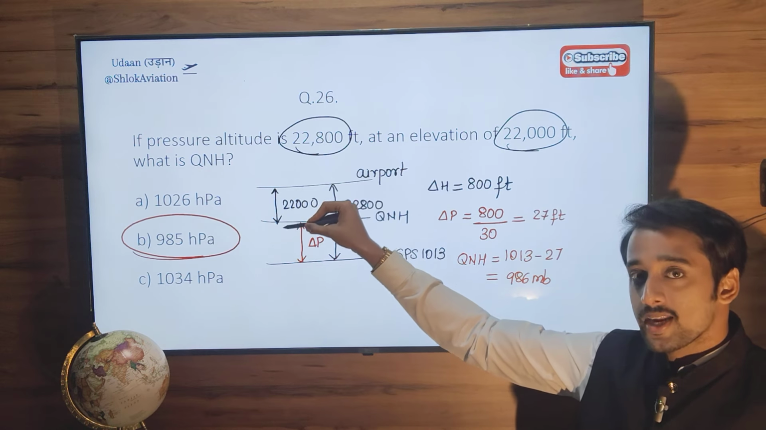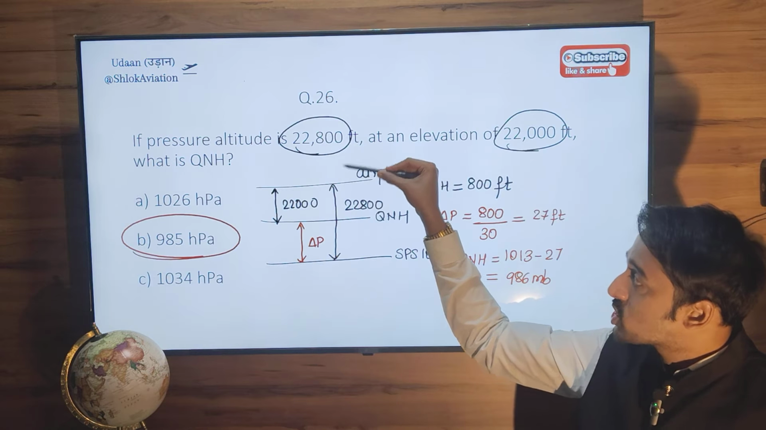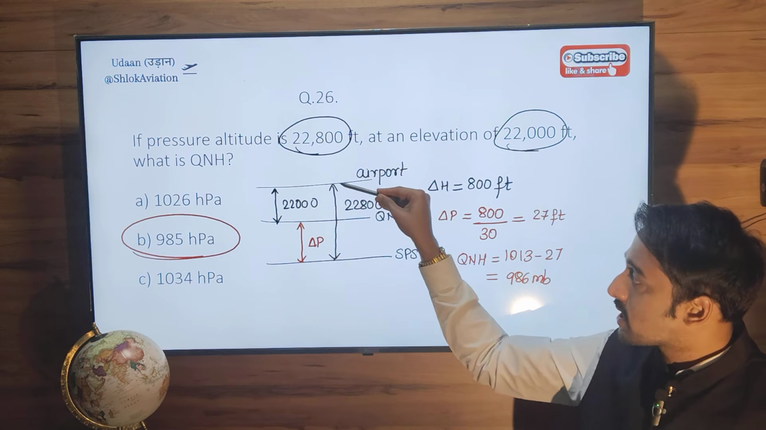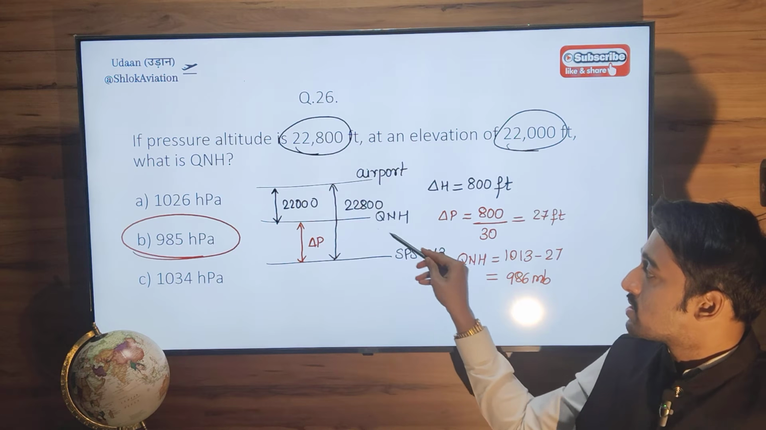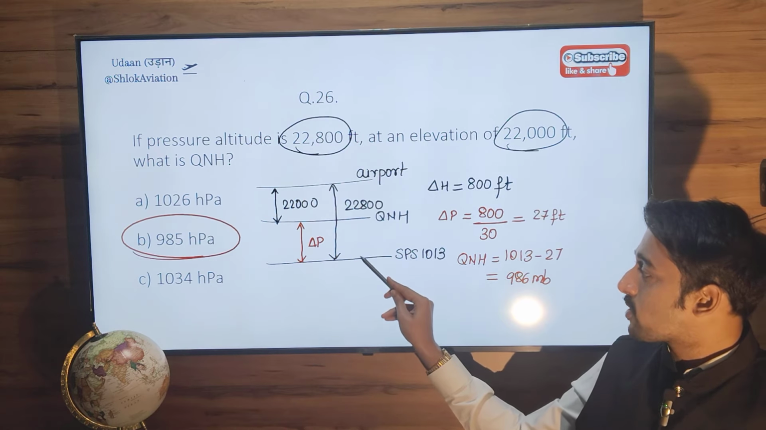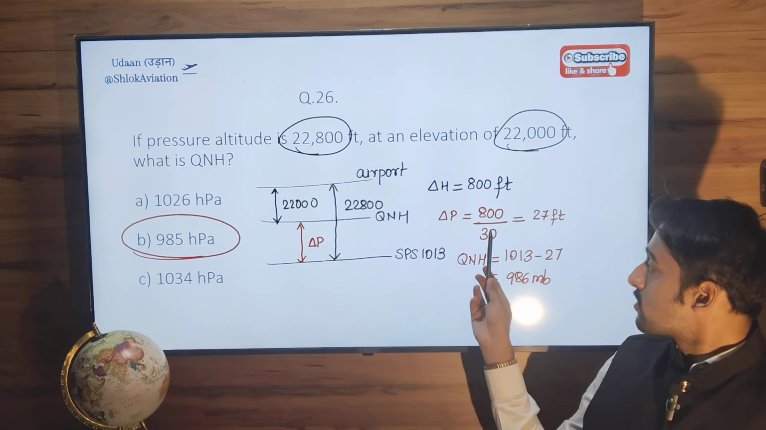Elevation is between airport and QNH. I have repeated this multiple times in different videos. Pressure altitude is measured from 1013, so that line, and we are told to find QNH. So this QNH level can be found from this pressure datum and this height difference.